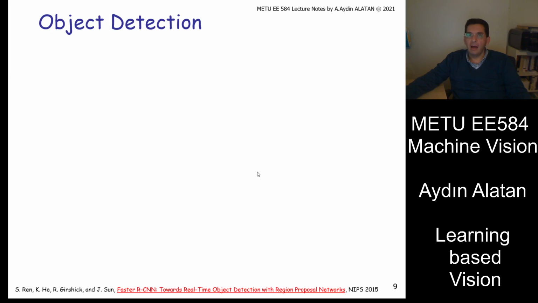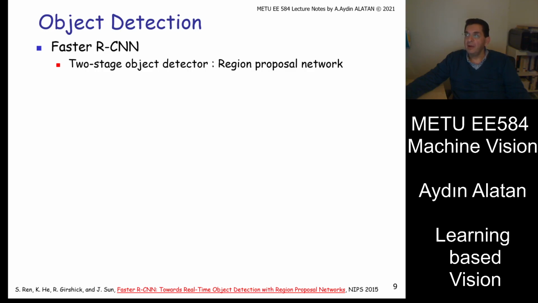Now, therefore, I'm going to talk about three algorithms in a way. Faster RCNN is one of the famous and most preferred algorithms. I would like to try to explain as much as I can in it as a first example. First of all, I'm talking about a two-stage object detector.